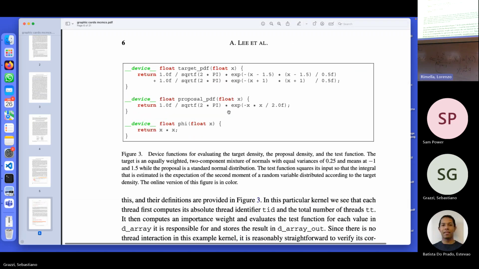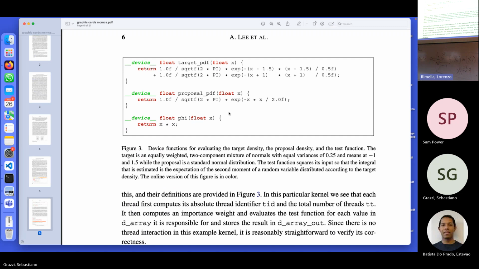Now there are these other functions, again written for the GPU, which are just the functions evaluating the weights. Evaluating, in this case, the importance distribution is a standard Gaussian, the second one, the proposal. The target is a mixture of Gaussians, and the function that we want to evaluate is the second moment, the square of x.